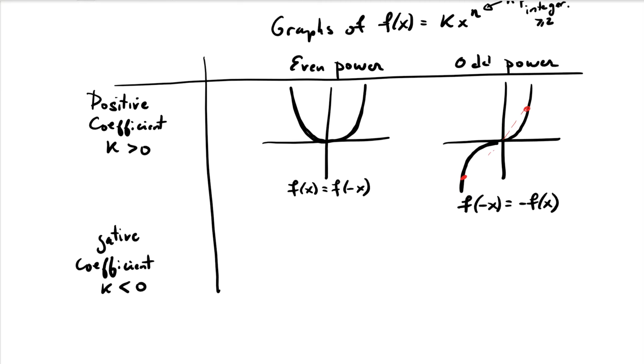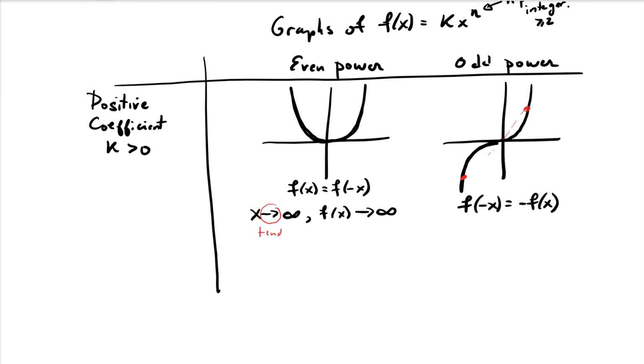Maybe I'm going to add more stuff, so I'm just going to move that down. Other things to notice are the long-term behavior. So as x goes to infinity, f of x goes to infinity as well. So this is a new notation, by the way. Notice I'm using these arrows. Okay, that actually means tends to.